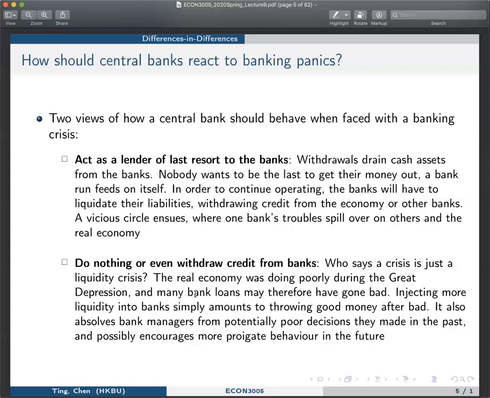One school thinks that the central bank should act actively as a lender of last resort to the banks in crisis. They should provide money immediately to the banks in crisis so as to avoid bank runs and also the consequent collapse of the financial market.